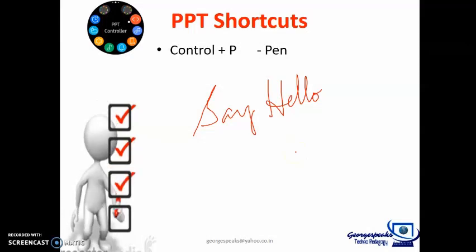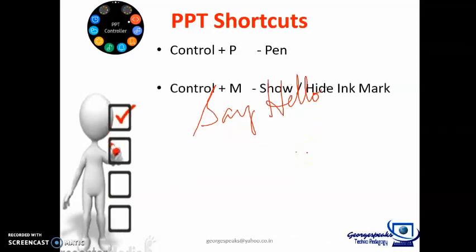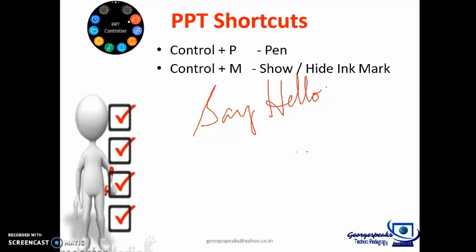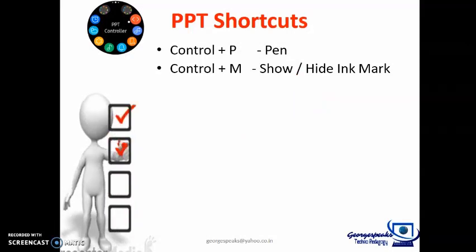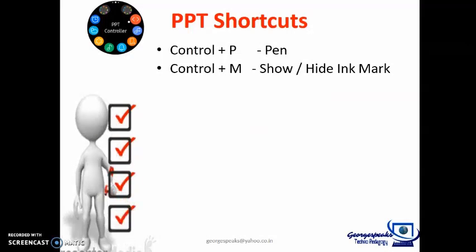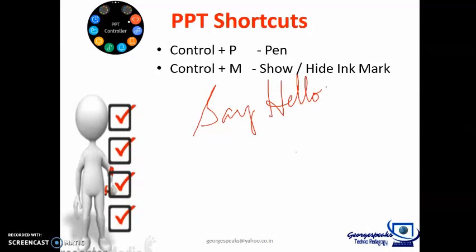And after writing, there's another shortcut where you can hide the ink mark on the screen. When you press Ctrl plus M, all the ink marks, all the things that you have written on the slide, would just be hidden. But mind you, it is not deleted permanently, it is just hidden, because once you press Ctrl plus M again, you can see all the ink marks would reappear.